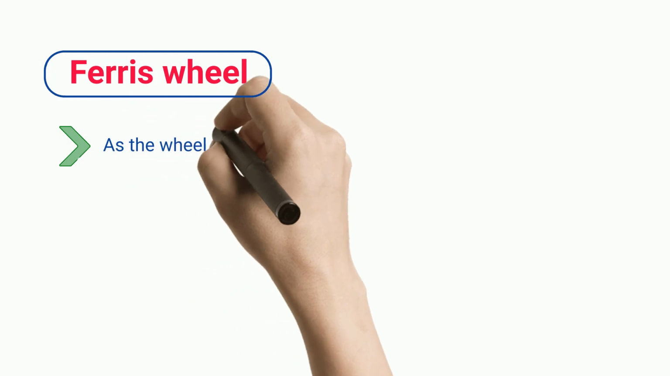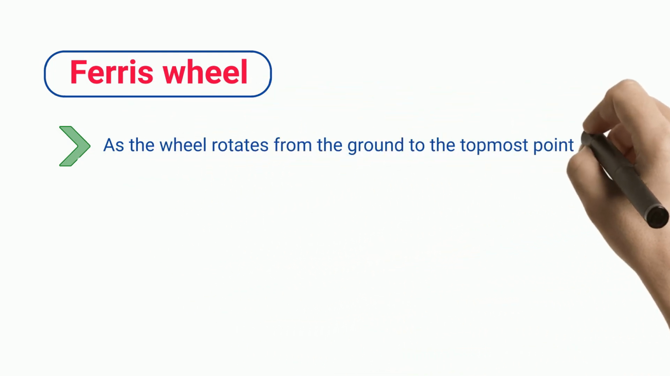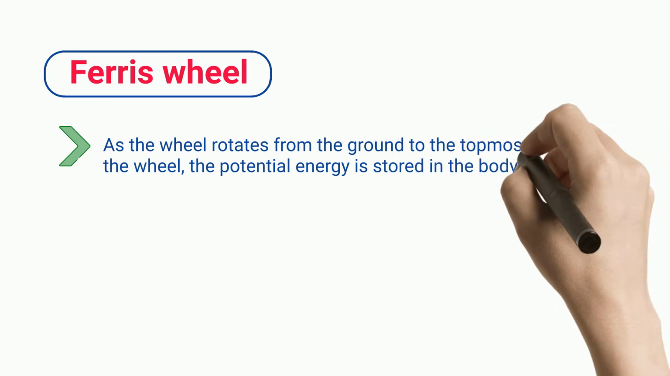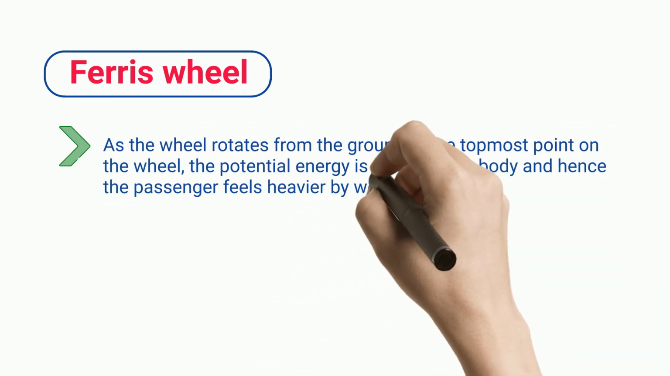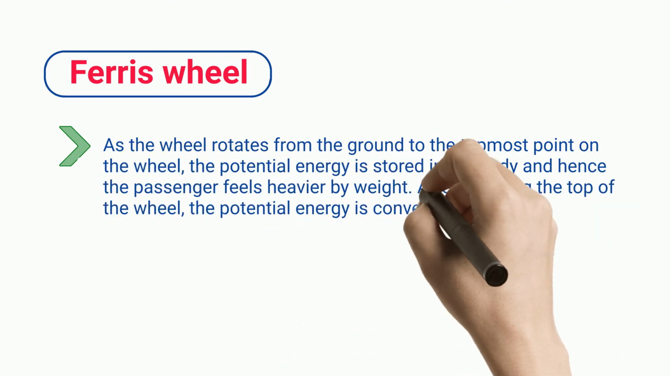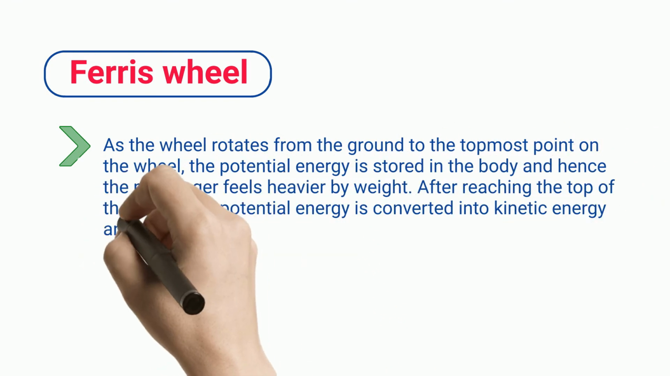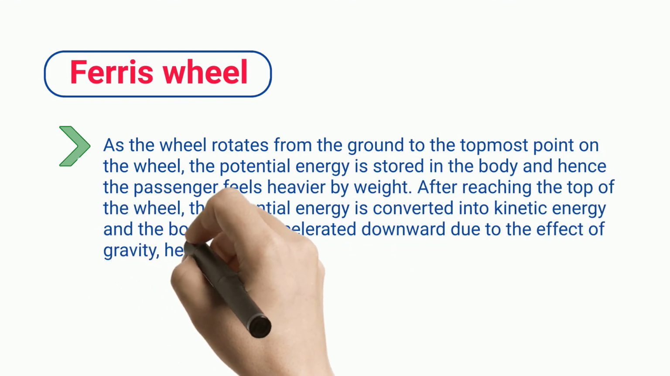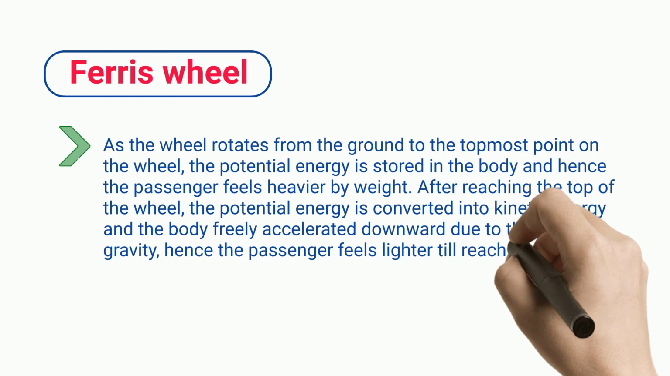Ferris wheel. As the wheel rotates from the ground to the topmost point on the wheel, the potential energy is stored in the body, and hence the passenger feels heavier in weight. After reaching the top of the wheel, the potential energy is converted into kinetic energy, and the body freely accelerates downward due to the effect of gravity, hence the passenger feels lighter till reaching the bottom of the wheel.